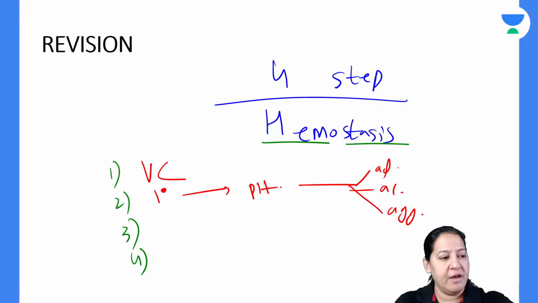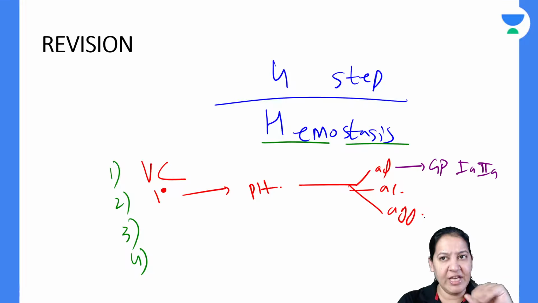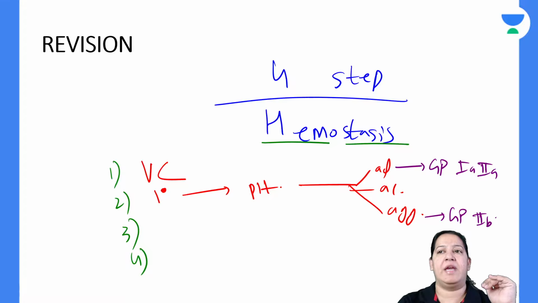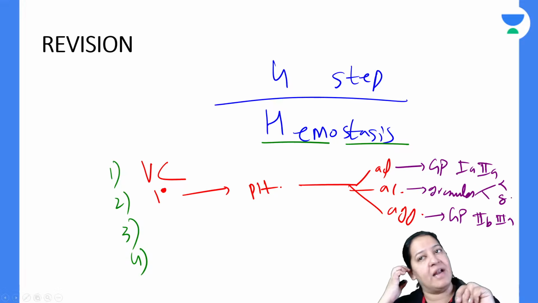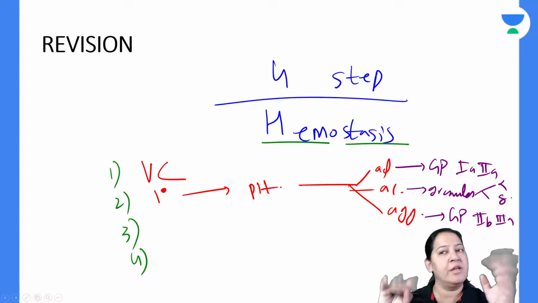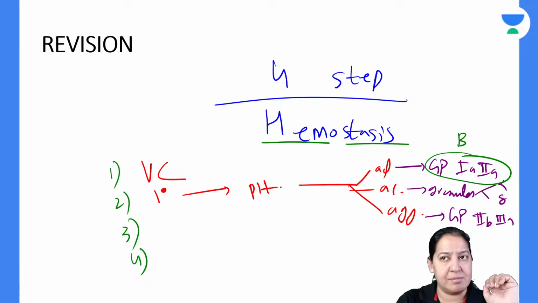For adhesion, we require a receptor. The name of the receptor is GP, glycoprotein 1A2A. For aggregation, we require another receptor. The name of the receptor is GP2B3A. And for activation, there are granules present in the platelet which will come out. Degranulation will take place. Two types of granules are present, alpha and delta. We have seen the composition of delta. There is a mnemonic, ACES. We have studied a few diseases also here. So if this receptor is absent, the disease is known as Bernard-Soulier.